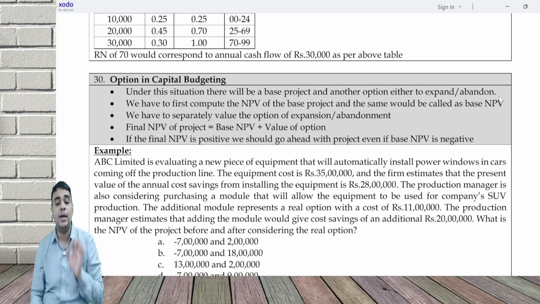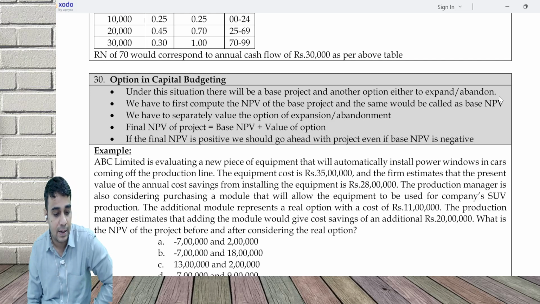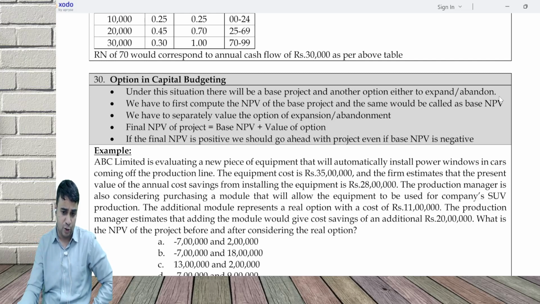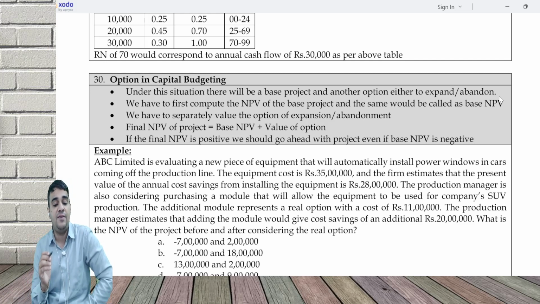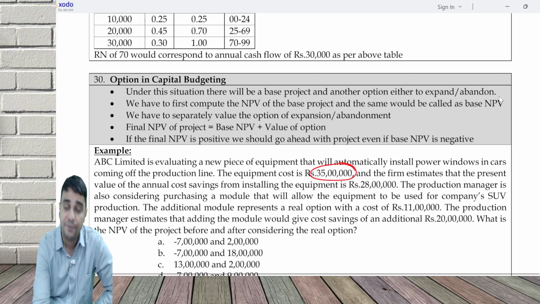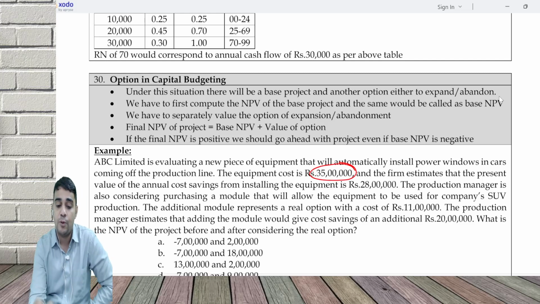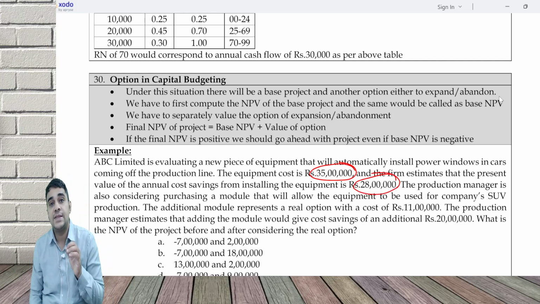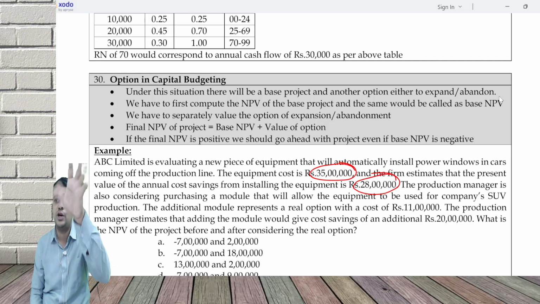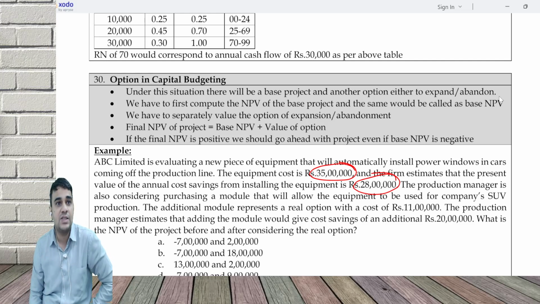ABC is evaluating a new piece of equipment that will automatically install power windows in cars coming off the production line. The equipment will cost 35 lakh, and the firm estimates that the present value of the savings from installing the equipment is 28. That is, I will spend 35 lakh on the equipment and I'll save how much? 28 lakh. So I lose how much? 7 lakh. I'm thinking of whether to install this equipment. You said don't do it because of the 7 lakh loss.